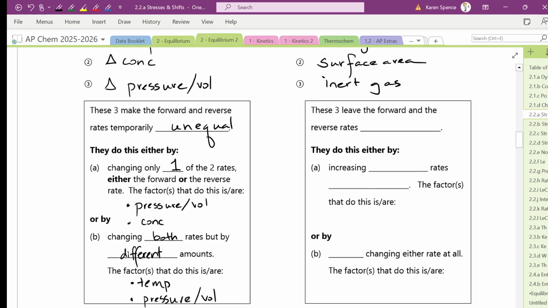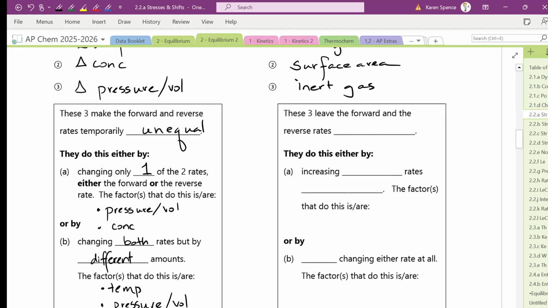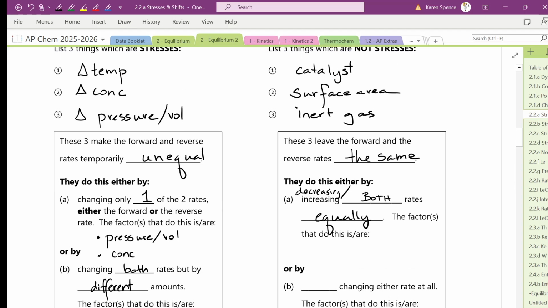These other ones are catalyst, surface area, and inert gas. They leave the forward and the reverse rates the same. And they do this either by decreasing or increasing both rates equally. Which things change both rates equally? Catalyst. What else? Surface area.